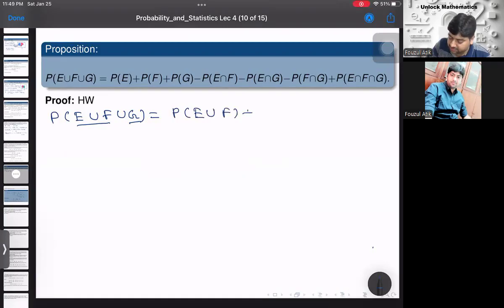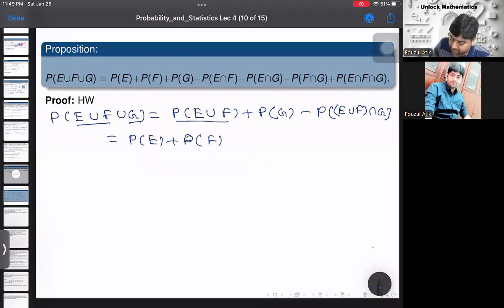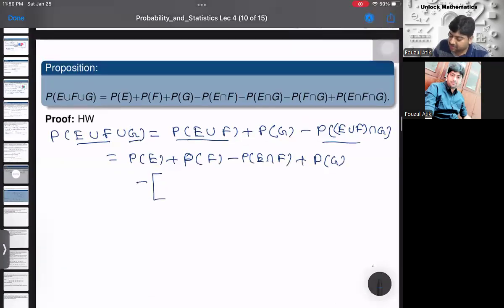P of E union F plus P of G minus their intersection. So P of E union F intersection G. Now this one, we already know the value of. We know the identity. So it is equal to P of E plus P of F minus P of E intersection F. Plus P of G was there, I'm keeping it as it is. And minus this part, I'm taking it here. So minus, just because minus was there, I can write this as P of E intersection G union F intersection G, right? Because this is by the distributive law of sets.